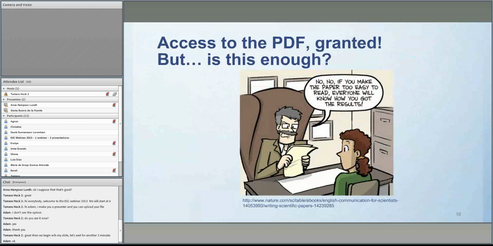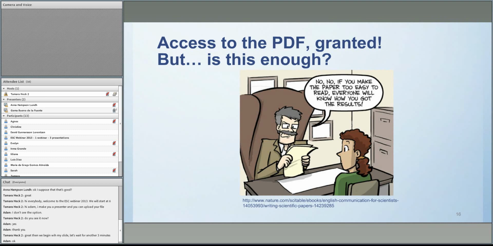But do you think it is enough? We have the access to the PDF that is granted, but can we reuse the data? Can we reuse the processes? Can we do many things that are basis of the scientific method?